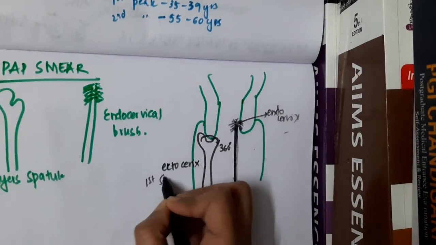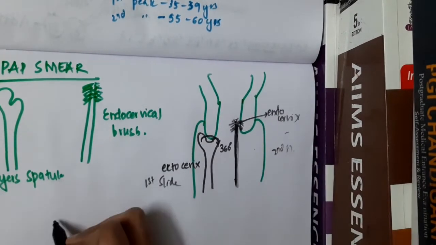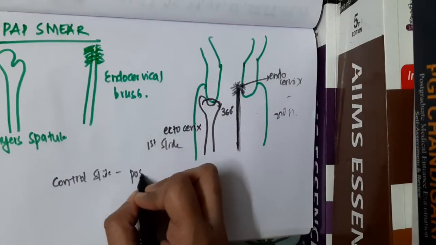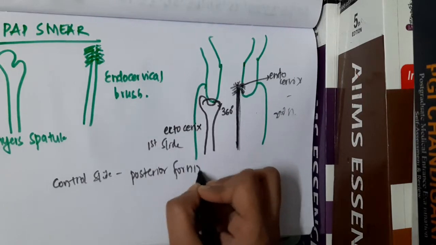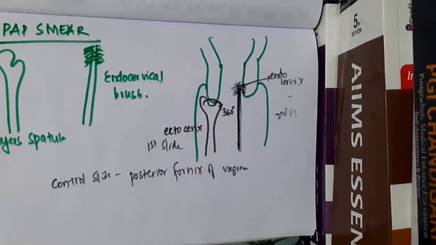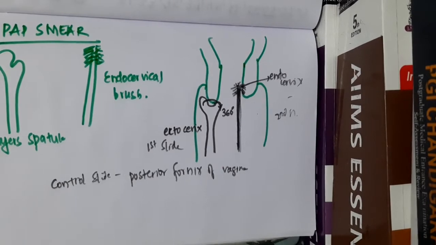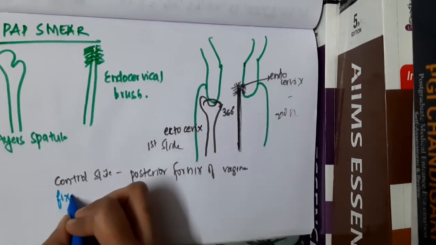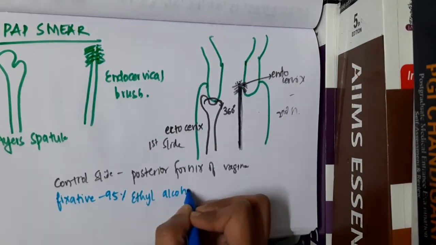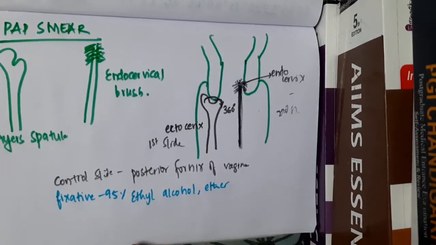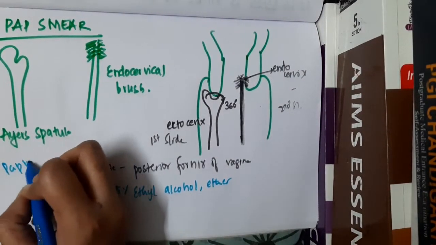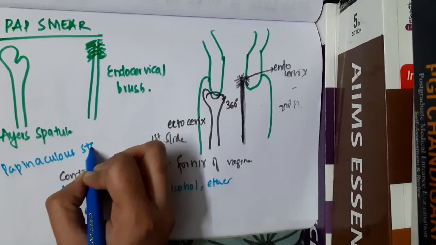Okay, this is the first slide and this is the second slide, and we will also prepare a control slide. For this control slide, we take the sample from the posterior fornix of the vagina. And then the fixative used in this Pap smear is 95% ethyl alcohol and ether. And the stain used in the Pap smear is Papanicolaou stain.